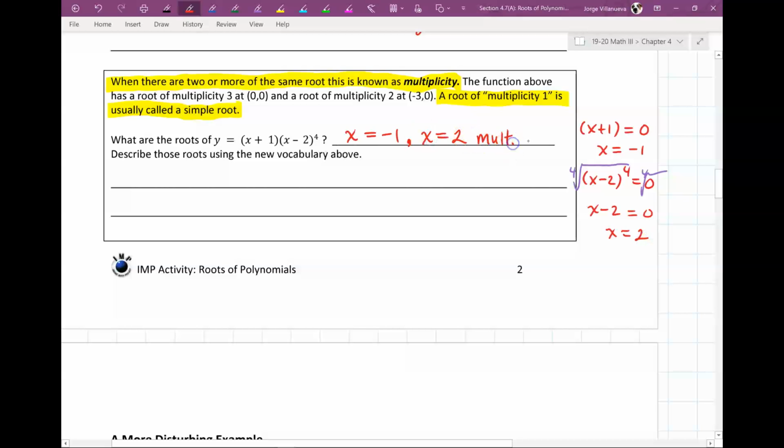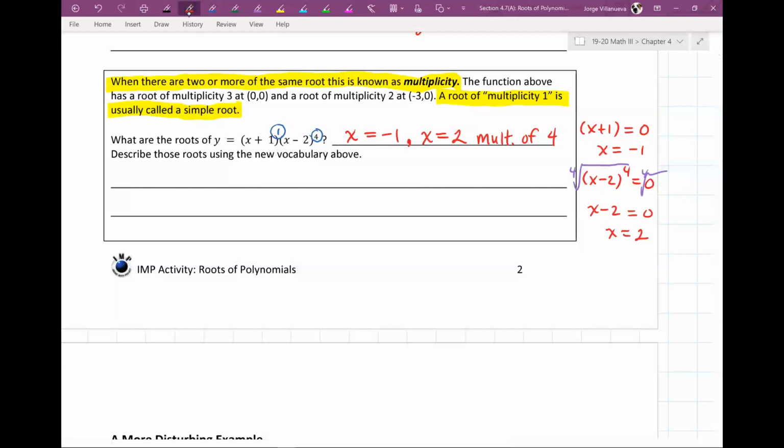So my other answer is x equal to 2. What's the multiplicity on it? 4. So I'm going to write mult of 4, that way you don't have to write multiplicity over and over again. So one of the answers is -1. That's one root. And then the answer of 2 comes out how many more times? 4, right? So 1, 2, 3, 4. So that's a power of 5. If you're ever trying to figure out your degree, just add this number and that number, and that means this must be a 5th degree function.